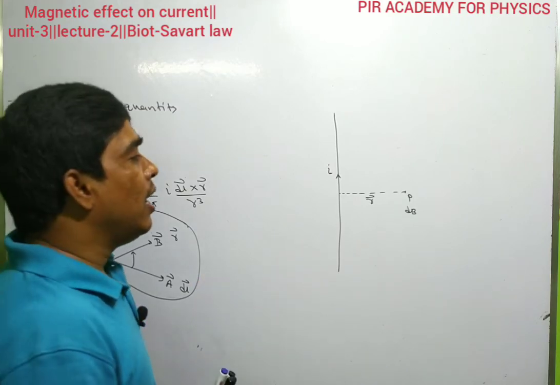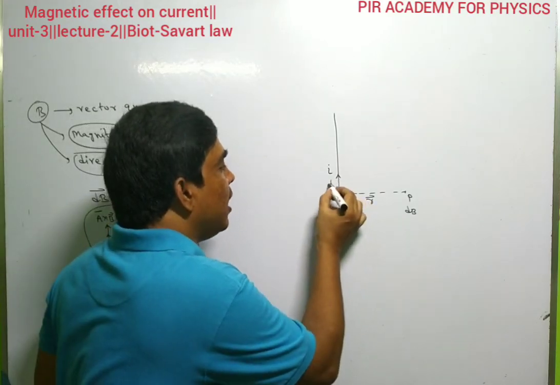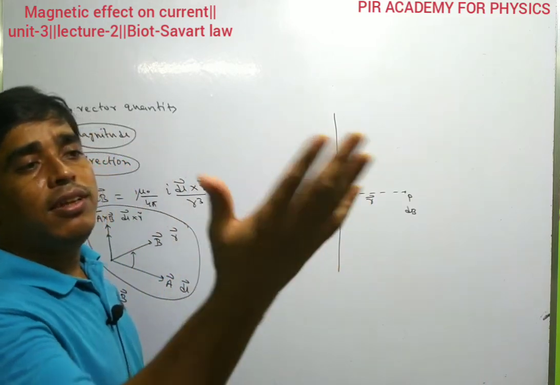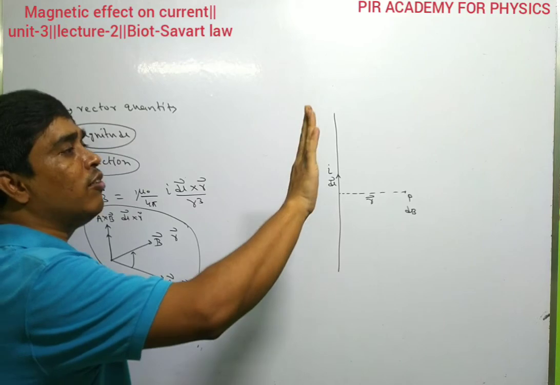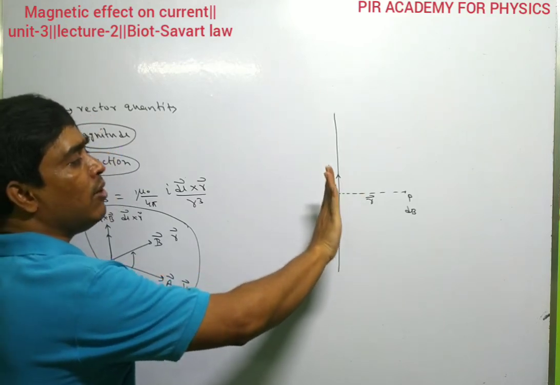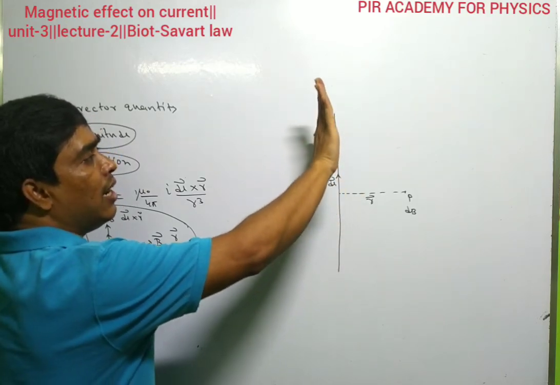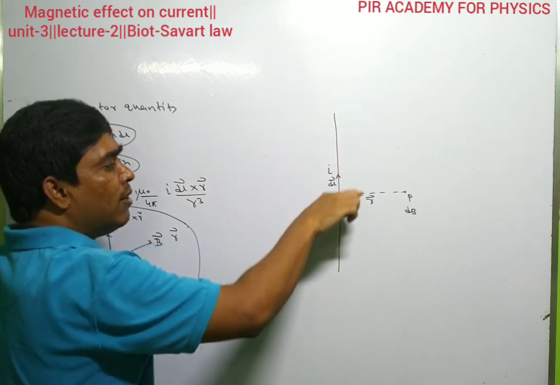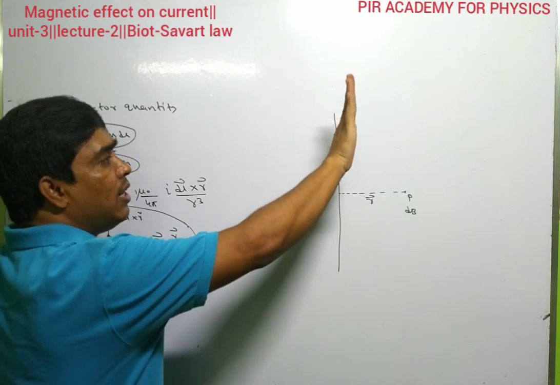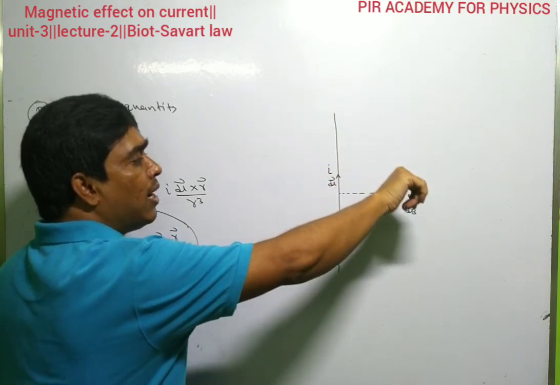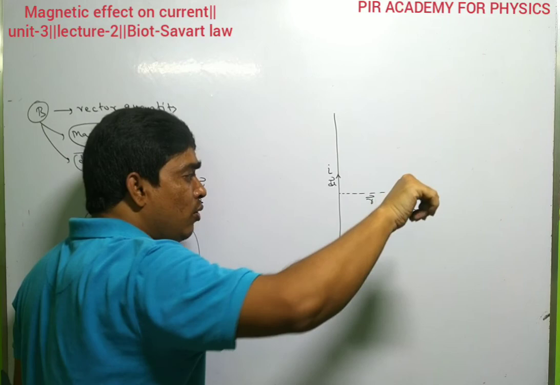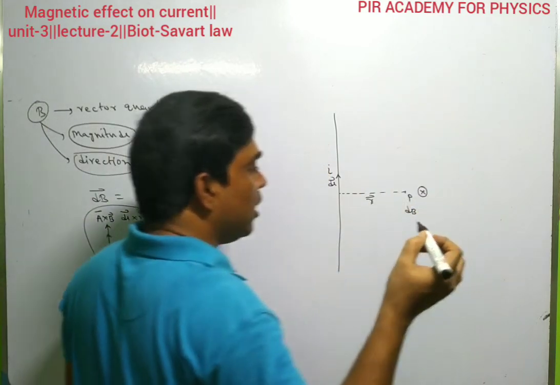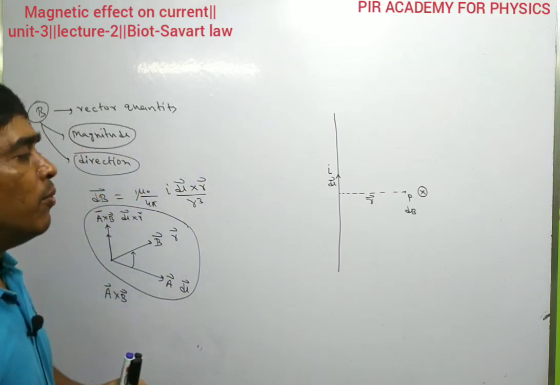The direction of dl is along the direction of current, always. So this is my right hand. I spread my forefinger along the direction of current and turn this forefinger towards the direction of r. So in this case, the direction of magnetic field is into the board. The magnetic field here will be inward of this board.